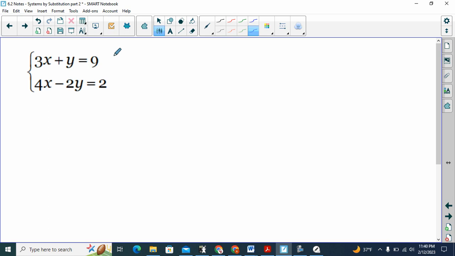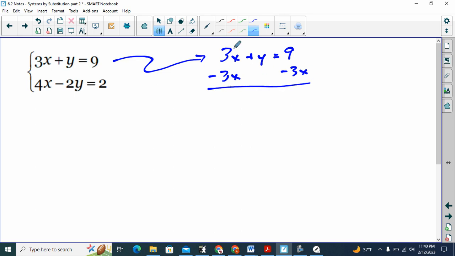So we're going to take this equation, I'm going to rewrite it over here, and we're going to solve for y. We solve for y by subtracting 3x from both sides. So we get y equals 9 minus 3x. You could write it as negative 3x plus 9, or I'm just going to leave it as 9 minus 3x. So this equation and this one are the same thing. I just rewrote it so that it says y equals. And the reason we did that was so that we can now take 9 minus 3x and substitute it in for the y.